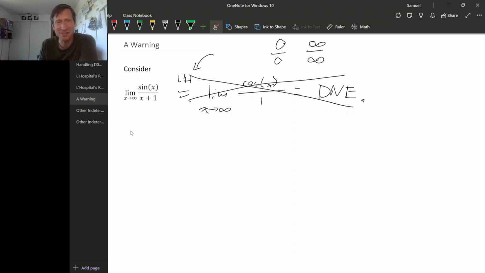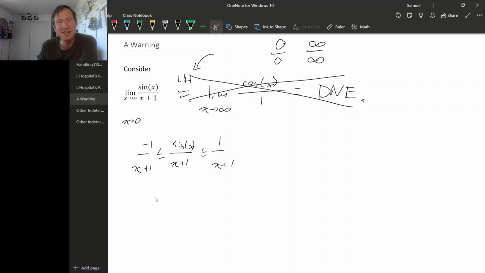So for this particular limit, the numerator is always between -1 and 1, and the denominator is, well, the denominator's x plus 1. Right? So this function that we're taking a limit of is always between -1 over x plus 1 and plus 1 over x plus 1, at least for positive x values.